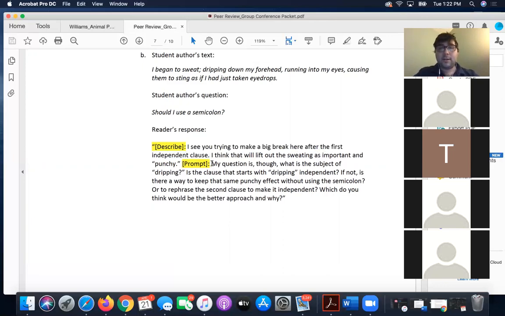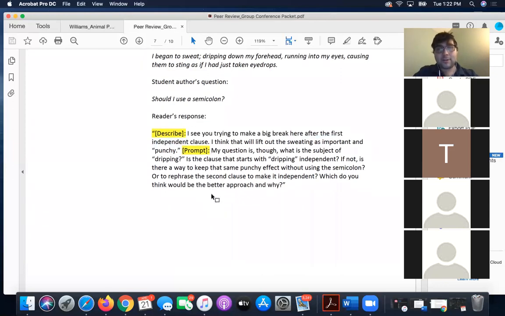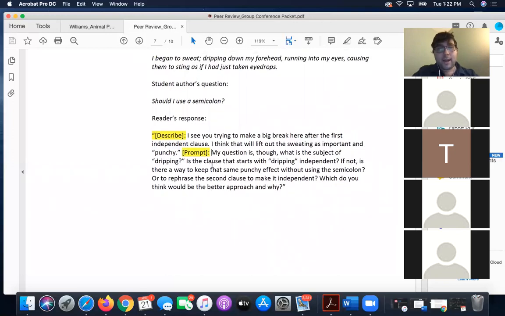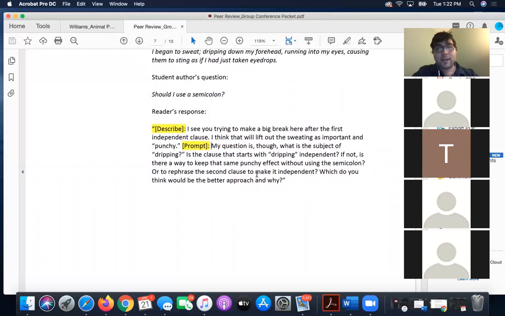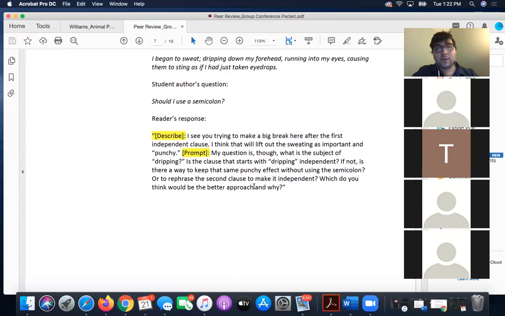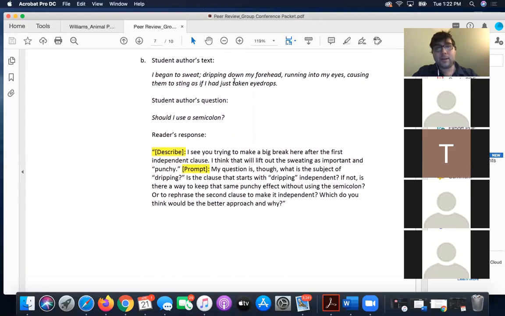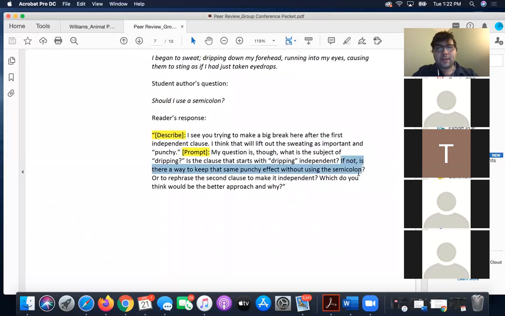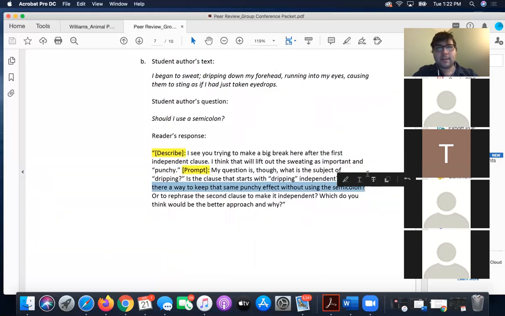My question is, though, what is the subject of dripping? Is the clause that starts with dripping independent? If not, is there a way to keep that same punchy effect without using the semicolon, or to rephrase the second clause to make it independent? So the student is saying, well, I don't know if this is an independent clause, so I'm not sure. Usually semicolons separate two independent clauses. So I don't know if that's the right choice.